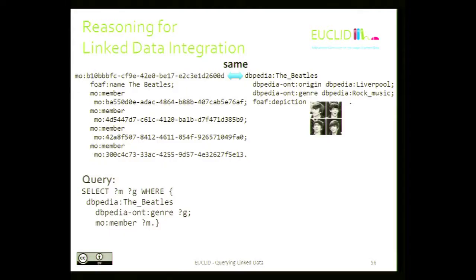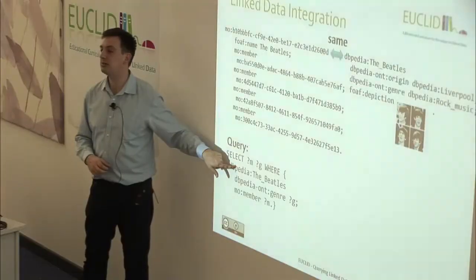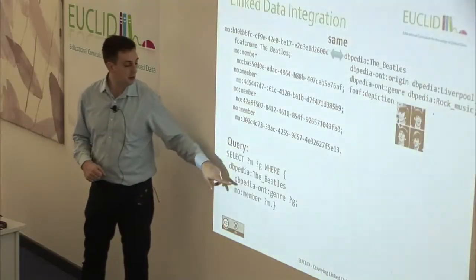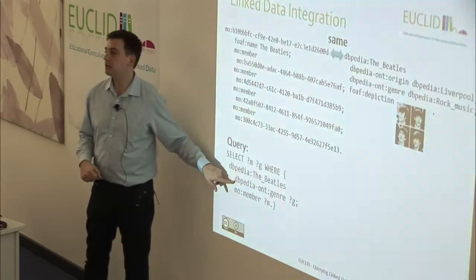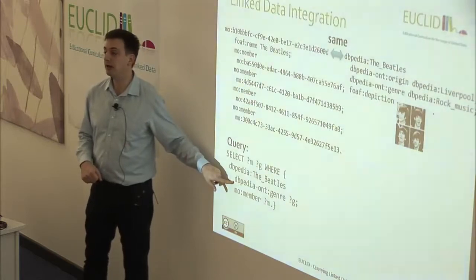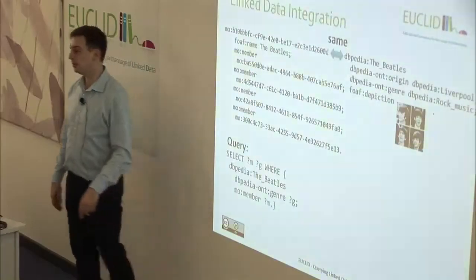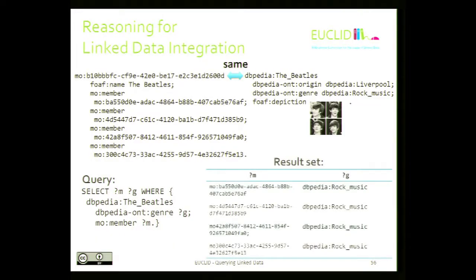So when we ask who are the members, according to the Music Ontology that's getting populated by MusicBrainz, of the Beatles, identified using the DBpedia ID, and what is the genre, which is something populated in DBpedia, we can just put that stuff all together and execute this simple query and get back the merged results.